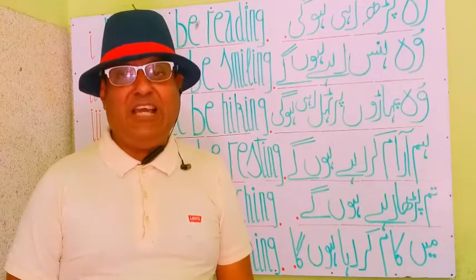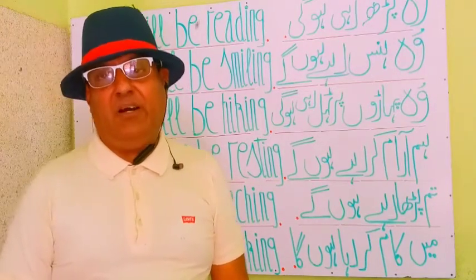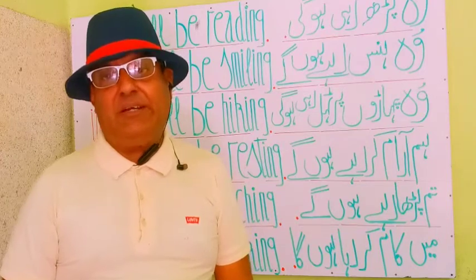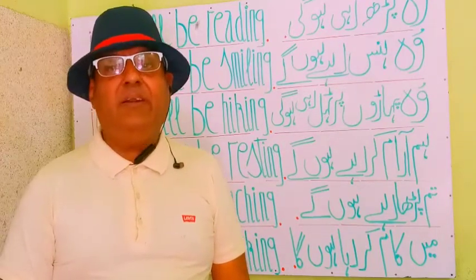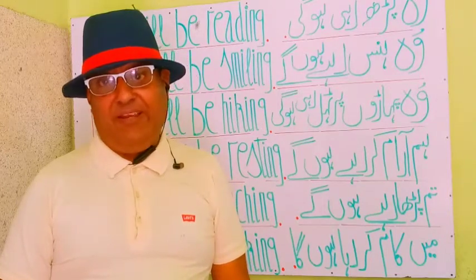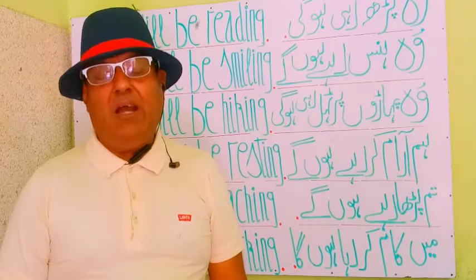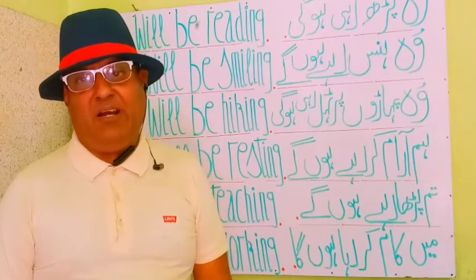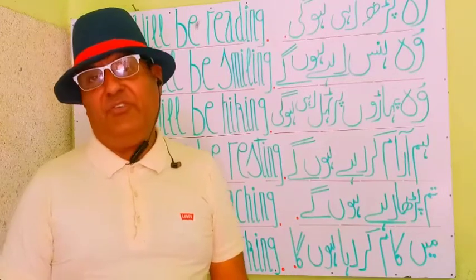So I shall be working. मैं काम कर रहा हूँगा. I is a subject, shall be is a helping verb, and working is a principal verb. I shall be working. मैं काम कर रहा हूँगा. Hey my students, this is a future continuous tense.